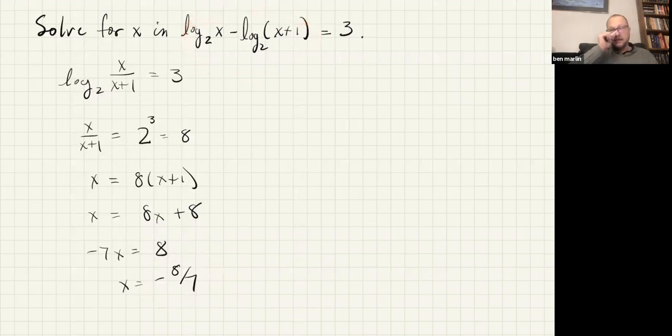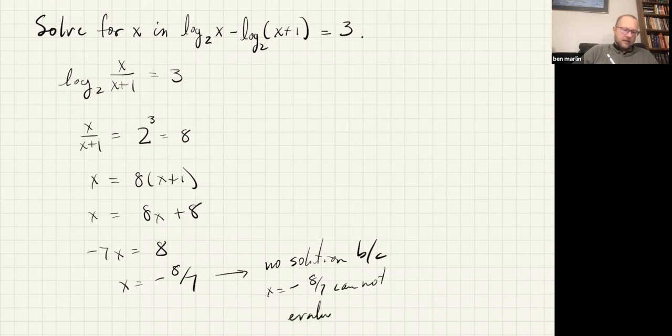Okay. Now, the difficulty with this is that now we have a negative value for x, and we're not actually supposed to stick negative values into that logarithm up there. So technically speaking, we should say that this has no solution because x equals negative 8/7 cannot evaluate log base 2 of x. Okay, this is what's referred to as an extraneous solution, and it just had a problem that cropped up like that.